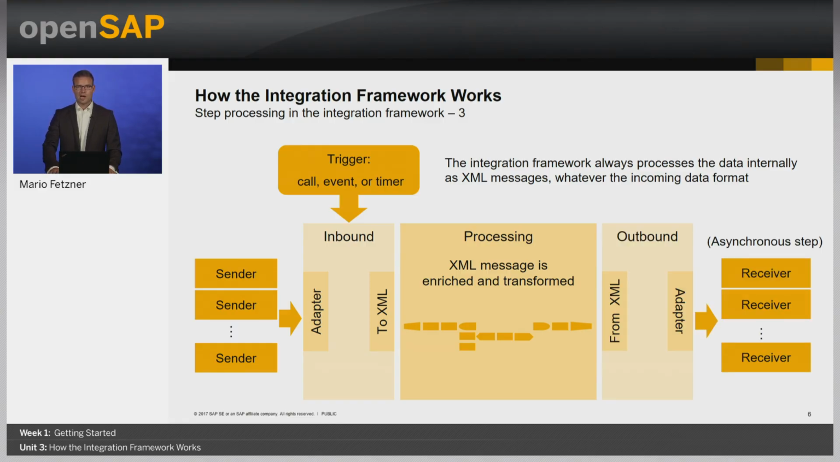The final phase is the outbound phase. As soon as a receiver is defined, then the outbound phase only applies to asynchronous steps, in which there is a receiver system for the transformed data. If the whole process is managed inside of the processing phase, then an outbound and a receiver definition is not possible. The outbound phase receives the final XML from the processing phase, and the outbound adapter converts the data into the actual non-XML format required by the receiver.